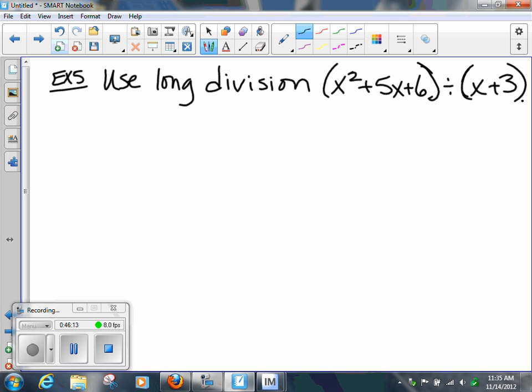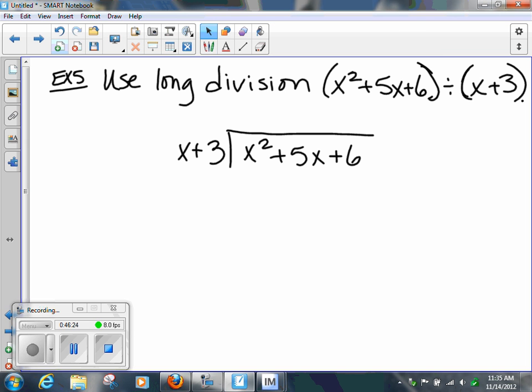What goes on the inside of the house? What goes on the outside? X plus 3 on the outside. X squared plus 5x plus 6. Folks, see what you can do with that. See if you can do that on your own.